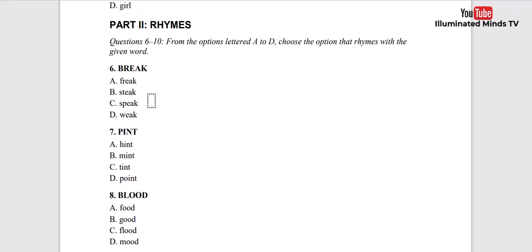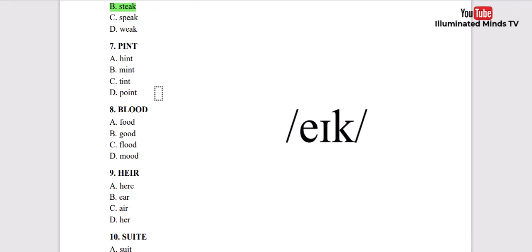And the question is break. Now, the most accurate one here is stick. That is option B. Because it is pronounced as stick. They both end in the same sound. That is the rhyme. Alright. Please note that. Break, stick. Now, question 7. We have pint. And we have int, mint, think, and point.